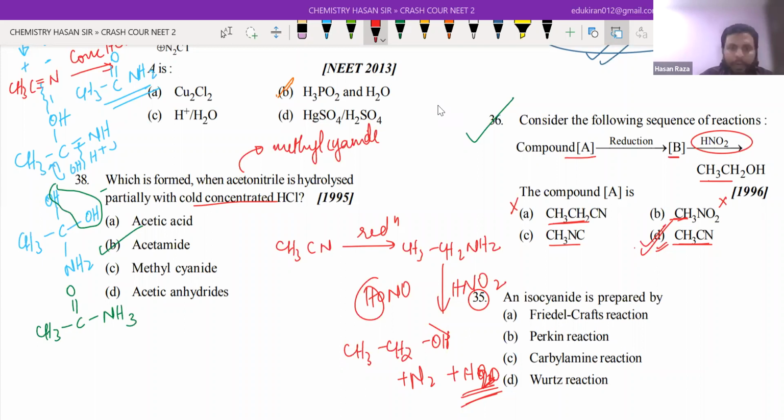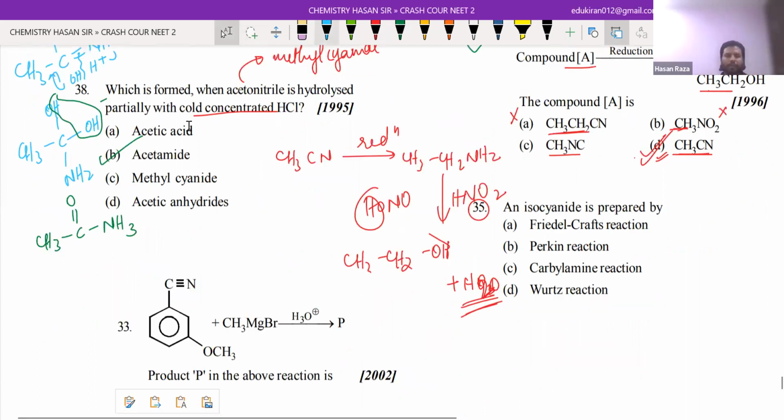Very good. Samara, the answer is correct. Now go for this reaction. I'm going to explain question 35. An isocyanide is prepared by, no, Friedel-Crafts, no, it is by the carbylamine reaction. Whenever you do the carbylamine reaction, you'll be getting isocyanide. Now go for question number 33.